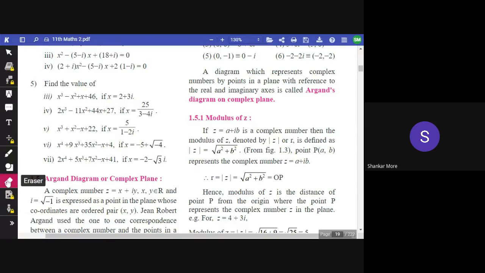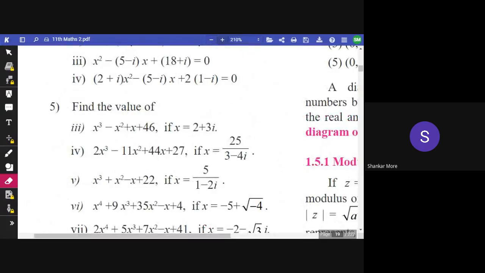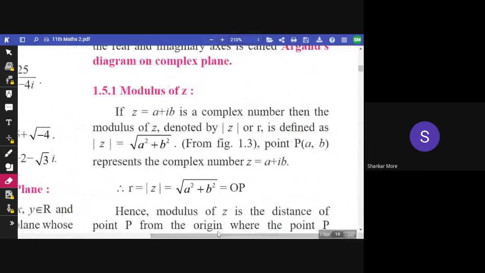So modulus of z. Now what is the modulus of z? Let z equal a plus ib be a complex number. Then the modulus of z is denoted by this symbol. I'll zoom in for you so that you can see that symbol properly. See, this symbol represents nothing but the modulus of z. Or r is defined as mod of z equals the root of a square plus b square. So if our complex number is this, then the modulus of z is going to be this one.